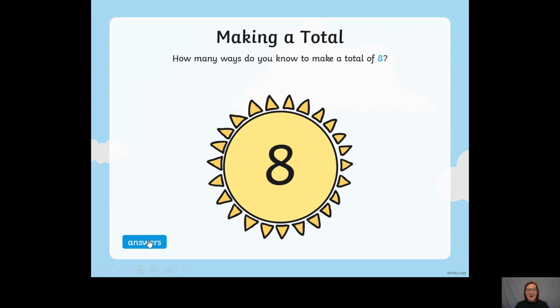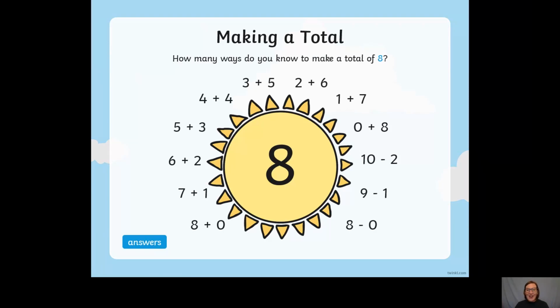I bet you came up with loads of different ideas. Would you like to see mine and see if they match? Let's go. I got all of these ideas, so I'm going to start over here. 0 add 8 is 8. 10 subtract 2 is 8. 9 subtract 1 is 8. 8 subtract 0 is 8.